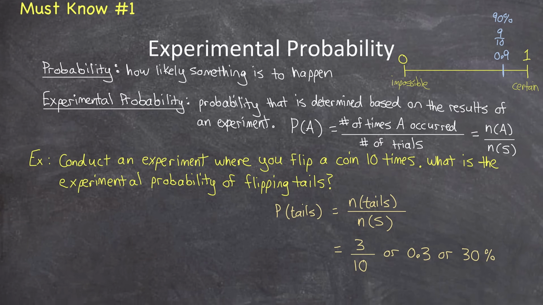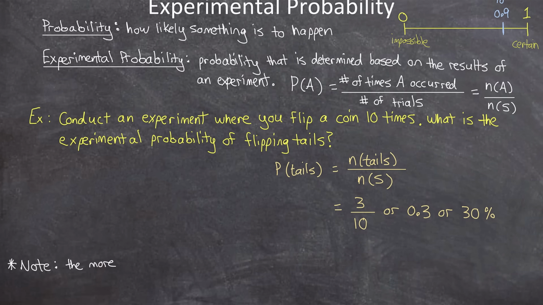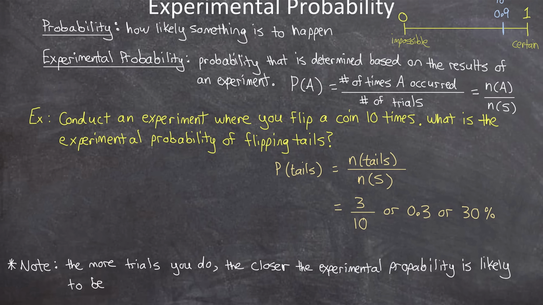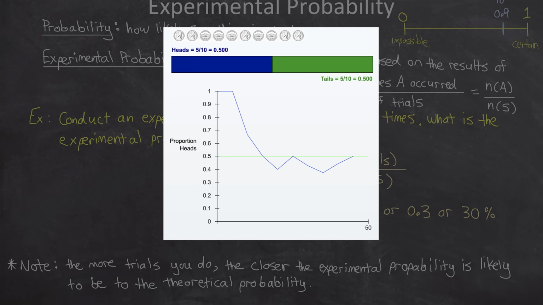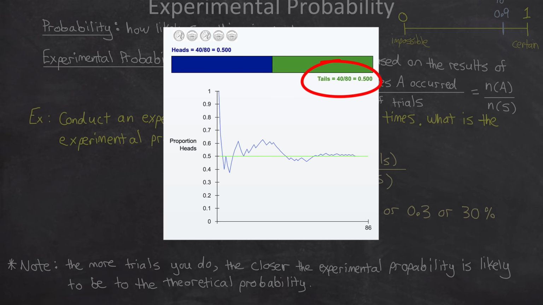And let me add a note before moving on. The more trials you do of an experiment, the closer the experimental probability is likely to be to the theoretical probability. So if we were to continue flipping this coin hundreds and thousands of times, you would notice that the relative frequency or experimental probability of flipping tails would be approaching 0.5. And that leads us right in to our next must know.